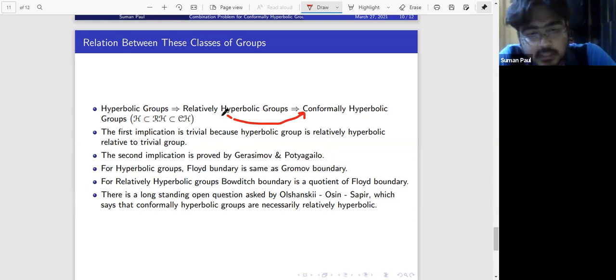an existential proof. So it says that the Bowditch boundary of a relatively hyperbolic group is a quotient of the Floyd boundary. So now if a group is relatively hyperbolic, then the Bowditch boundary has more than 2 points, and since the Bowditch boundary is a quotient of the Floyd boundary, the Floyd boundary will also have more than 2 points. That's why the group will be conformally hyperbolic.